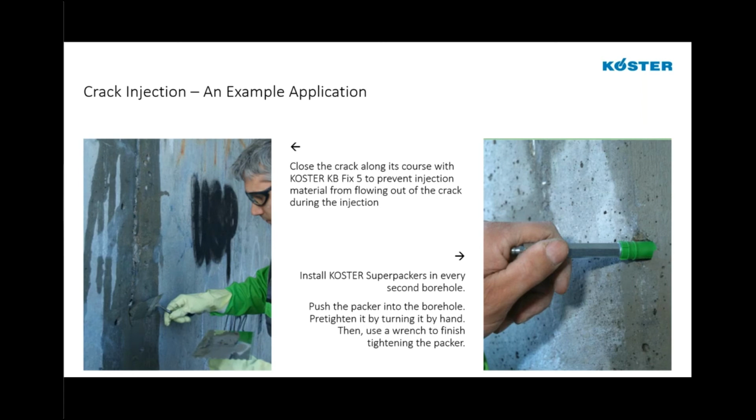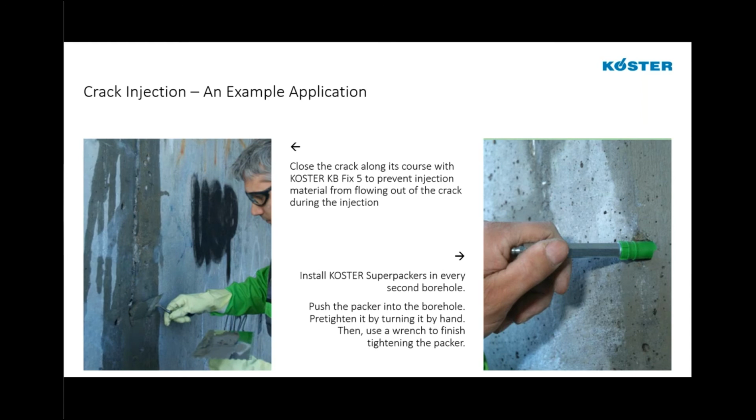So when we install the super packers, in this circumstance into every other borehole, push the packer in. You can pre-tighten it by hand, and then use a wrench or a socket wrench to finish tightening that packer. Sometimes they're a little bit hard to get in by hand. They work with a little ball joint in the tip, so I definitely wouldn't use a hammer and bang them in right on the surface of the hammer. We can use potentially a rubber mallet, or put a long socket from a socket wrench over and bang them in that way, preventing that direct impact with the tip of the packer, especially that ball.